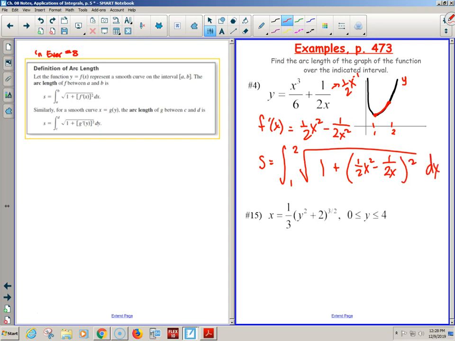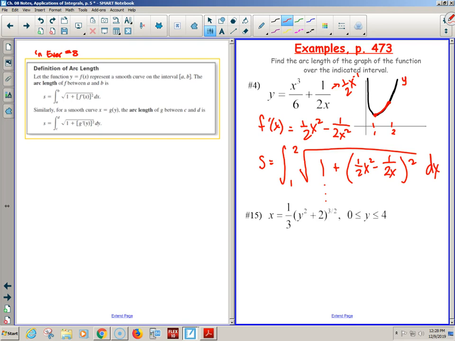Does anybody see a possible dilemma if you were to have to do this by hand? Finding the integral. Yeah, like I'd have to FOIL, and then I'd have to hope, and maybe a common denominator. Okay. The goal of the Chapter 8 test is not to totally kill you on integrals, because that was the goal of Chapter 7.